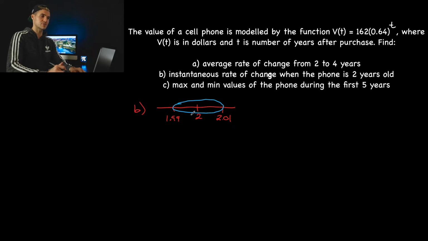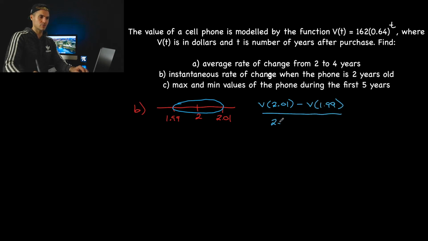You could also use the preceding and following interval method. If you remember, that is finding the average rate of change between 1.99 and 2, and then between 2 and 2.01, then adding them up and dividing by 2. That way has a little bit more calculations. What's nice about the centered interval method is that it's only one calculation. We're basically going to do v of 2.01 minus v of 1.99, divided by 2.01 minus 1.99.